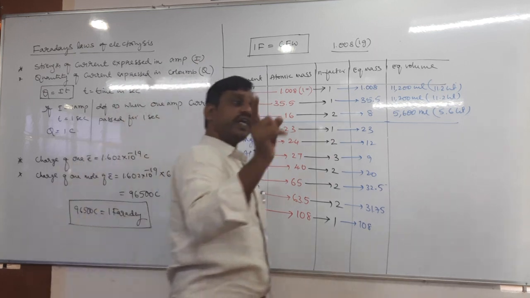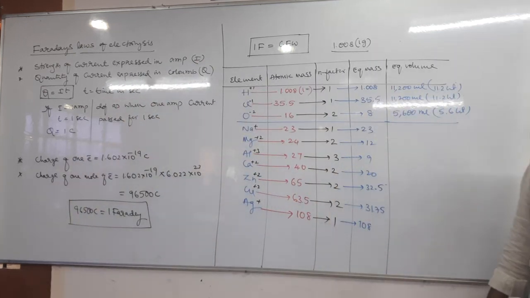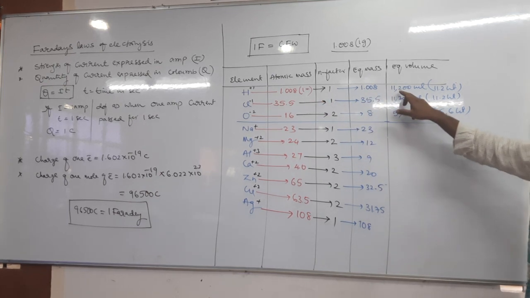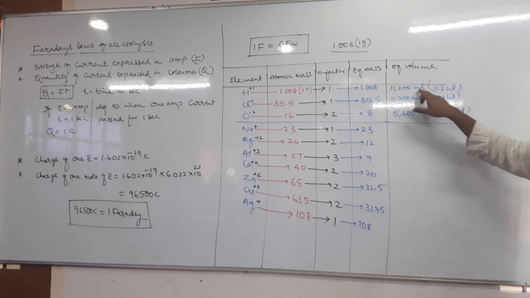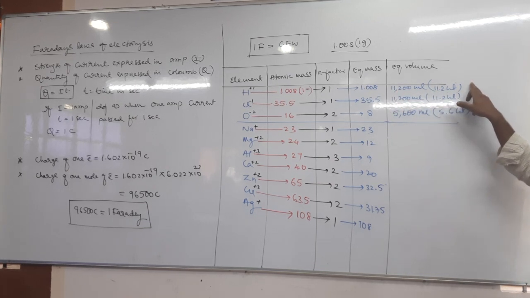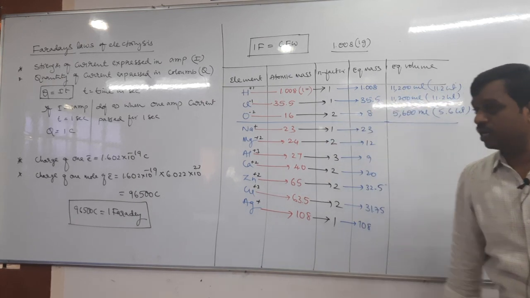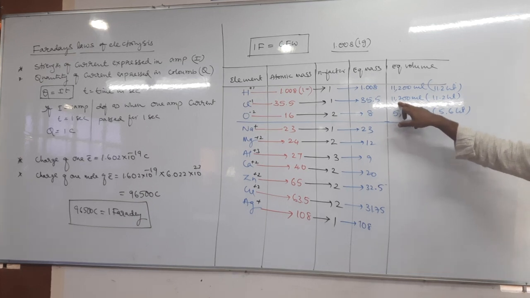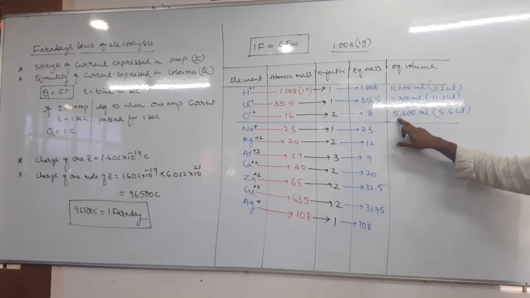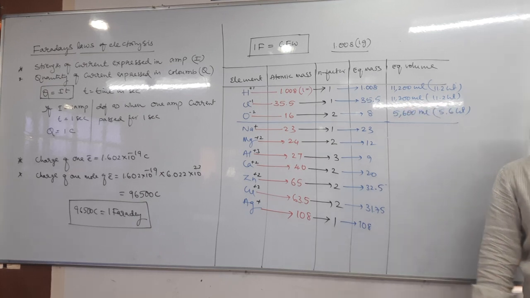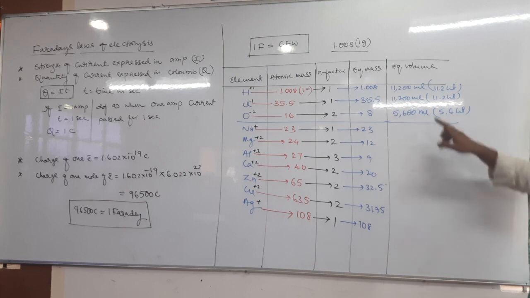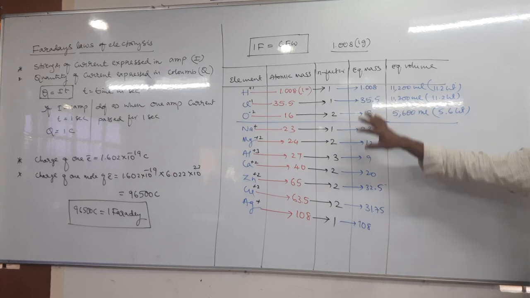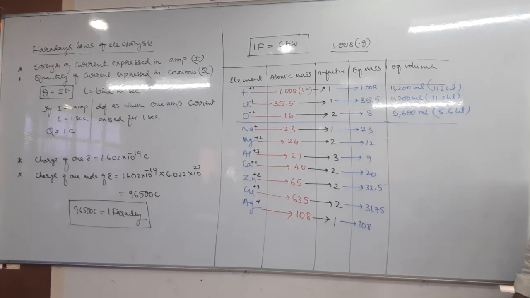Similarly, 1 Faraday can liberate how many ml of hydrogen gas? 1 Faraday can liberate 11,200 milliliters, which means 11.2 liters of hydrogen gas. 1 Faraday of electric current can liberate how many ml of chlorine gas? 11,200 ml. And 1 Faraday can also liberate 5,600 milliliters of oxygen gas, because they are equivalent volumes. Okay, so based on this tabular column, we can expect the questions.